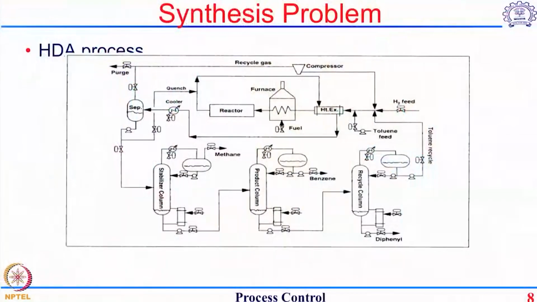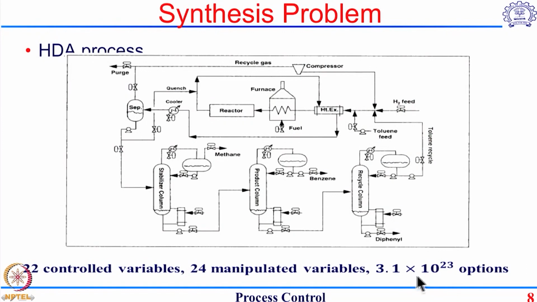And if you go to a real life size problem, let us say a HDA process, hydrodealkylation of toluene to get benzene, it's a very fairly commonly studied process, a benchmark process. So for this particular process you have 22 controlled variables, 24 manipulated variables, and the number of seesaw pairs go to 10 raised to 23. So all I am trying to drive you at is, this synthesis problem is not a straightforward problem. The bigger the system becomes, the number of options go to a very high value. So you need a certain type of guidance in terms of how do you go about selecting the best structure.